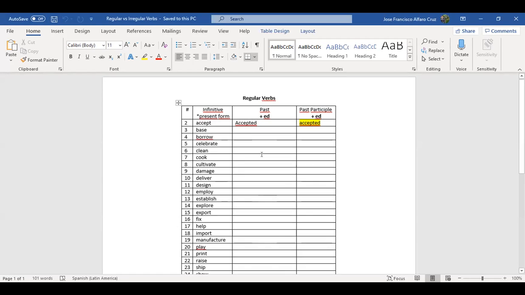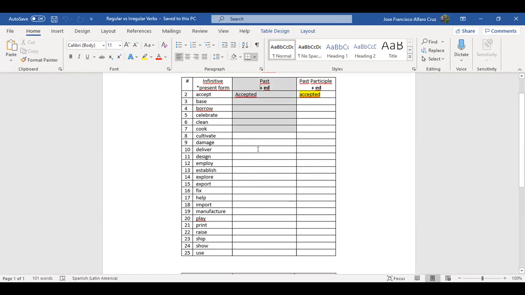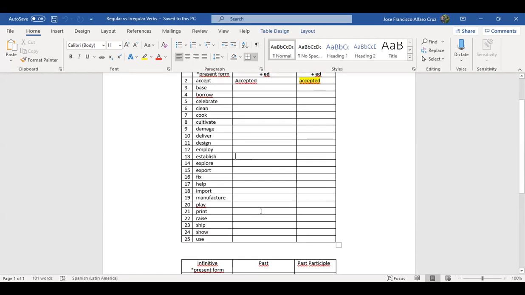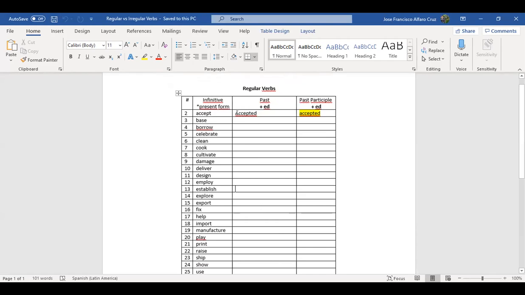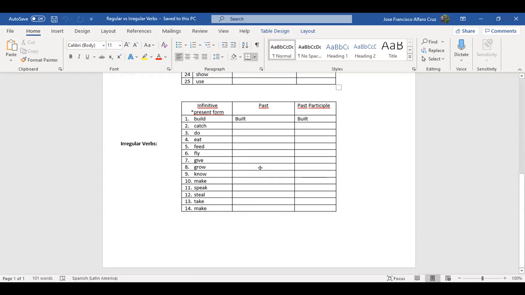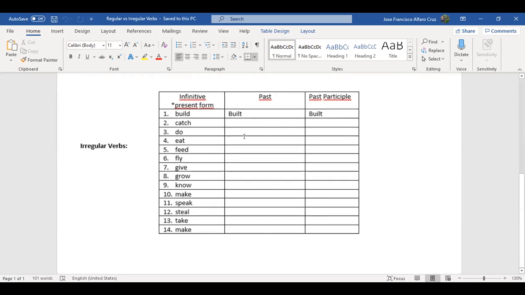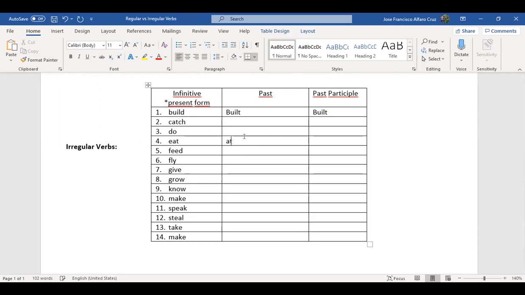All right. Okay. Entonces, nosotros ahorita nos enfocamos en la segunda columna. So, in the second column, vamos a aprendernos el pasado: accepted, base, borrow, etc. La ventaja con los verbos regulares es que el mismo pasado es el mismo participio. All right? Same thing. Pero con los irregulares, algunos de ellos cambian. For example, eat is ate in past, right? And the participle is eaten, like this, right?